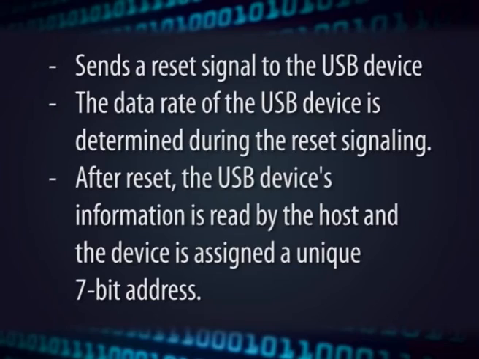When a USB device is first connected to a USB host, the USB device enumeration process is started. The enumeration starts by sending a reset signal to the USB device. The data rate of the USB device is determined during the reset signaling. After reset, the USB device's information is read by the host and the device is assigned a unique 7-bit address.